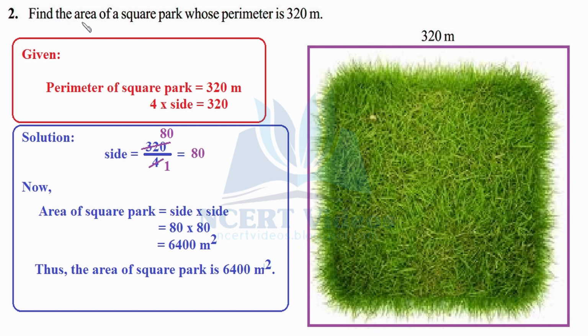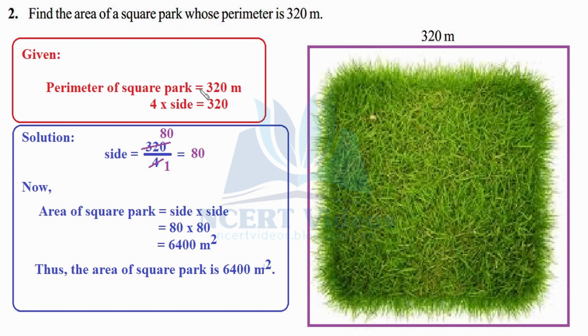So how you tackle such type of questions? First of all, you just break down what is given to you. Always. Perimeter is given to you. Forget about area at the moment. Just write perimeter of the square park equals 320 meter and then break down this thing on the left hand side of your equation. This is an equation because you have two sides, left hand side and right hand side.